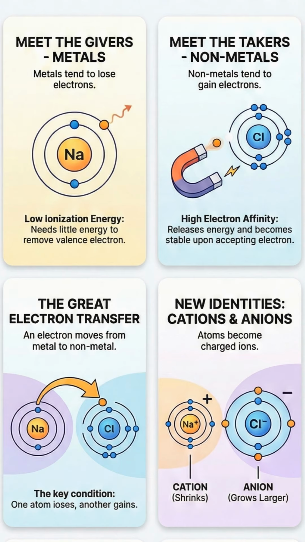Metals generally have low ionization energies, meaning it takes little energy to remove their outermost electrons. They therefore tend to lose electrons and form positively charged ions. Nonmetals have high electron affinity, so they readily gain electrons, releasing energy and forming negatively charged ions.